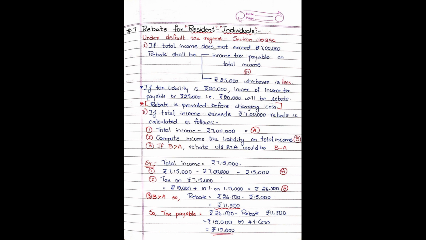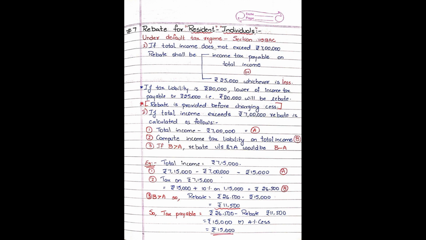Under default tax regime, for the total income from rupees 3 lakh to 6 lakh, the tax is charged at the rate of 5% on 6 lakh minus 3 lakh. The amount will be rupees 15,000, plus 10% on rupees 7 lakh 15,000, that is total income, minus rupees 6 lakh. So 10% tax will be charged on rupees 1 lakh 15,000. Total tax liability will be rupees 26,500.